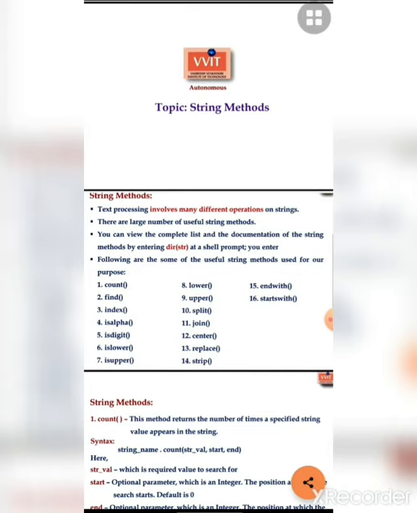We can view the complete list and the documentation of the string methods by entering dir of str at a shell prompt, so that you can view the classification of the string methods. Following are some of the useful string methods used for our purpose. Let's see how they are classified. The string methods are classified into 16 methods.